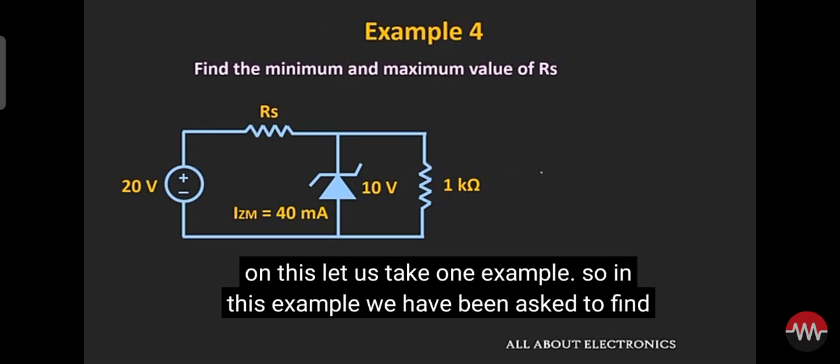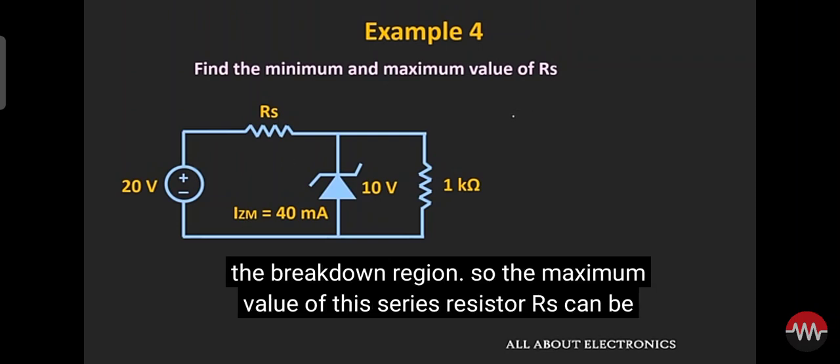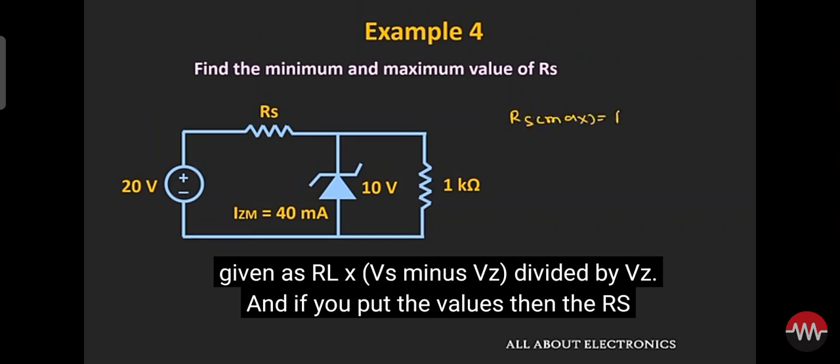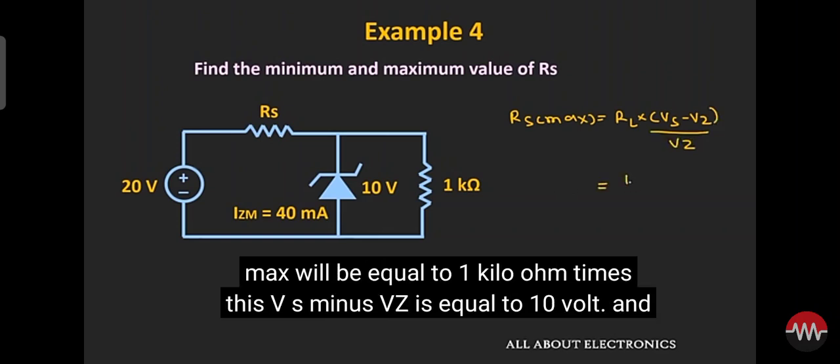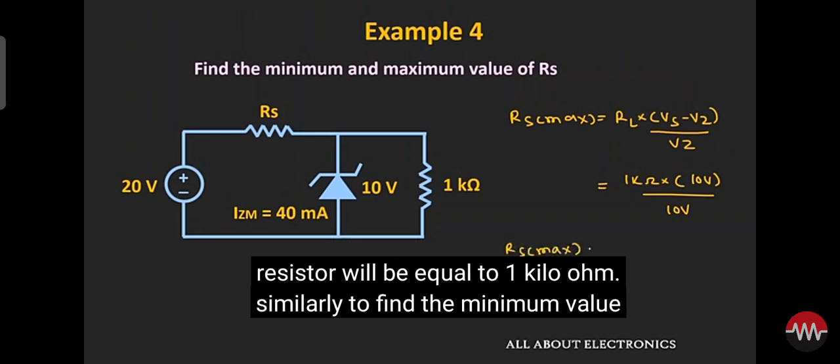So in this example, we have been asked to find the minimum and the maximum value of the Rs such that the Zener diode works in the breakdown region. So the maximum value of this series resistor Rs can be given as RL times (Vs minus Vz) divided by Vz. And if you put the values, then the Rs max will be equal to 1 kilo ohm times this Vs minus Vz is equal to 10 volt and Vz is also equal to 10 volt. That means the maximum value of this series resistor will be equal to 1 kilo ohm.